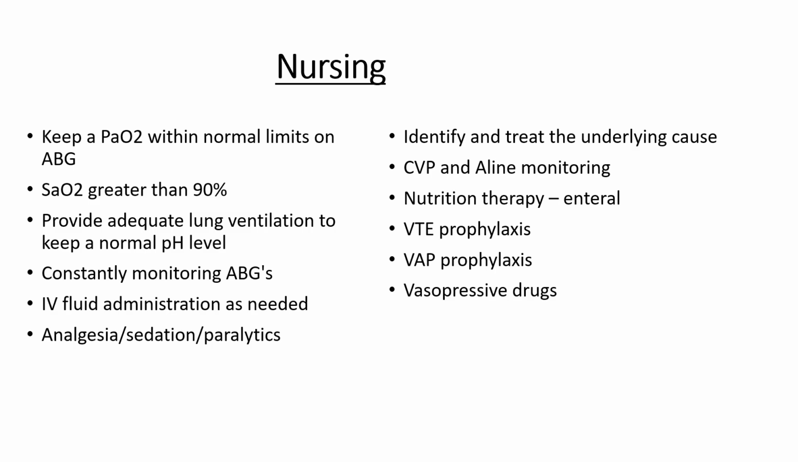Also, as nurses, we need to identify and treat any underlying cause. ARDS is always the result of something else, like pneumonia, sepsis, aspiration, even trauma. So we need to treat the source, which is key to improving the lungs. CVP and arterial line monitoring: these lines help evaluate the blood pressure, our fluid status, tissue perfusion, and response to vasopressors or fluids.